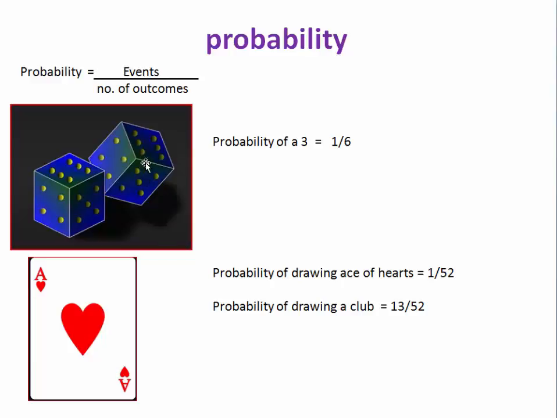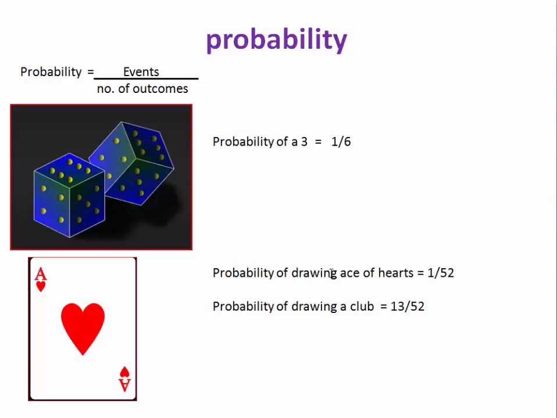So here we're going to roll a die. The probability of rolling a 3 is the events, which is one event, the 3, divided by how many outcomes we could get, which is 6 faces, all with different numbers on, which is 6. So the probability of throwing a 3 is 1 divided by 6. We can show this as a decimal, so we divide the 1 by the 6, or we can show it as a percentage.